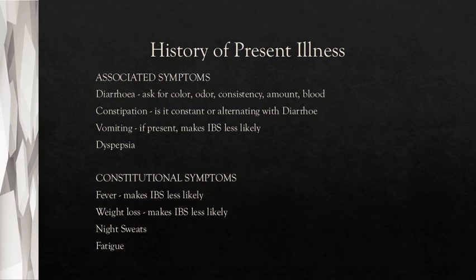When you get to associated symptoms, because this sounds like a GI problem, you have to start asking, okay, if the patient mentions diarrhea, you then have to do the COCA-B mnemonic, which is the color, odor, consistency, amount, and you rule out blood. These are very important to find out if there are any differentials that are more concerning. You find out about constipation, or if it's constant, or if it's alternating with diarrhea, which is what we expect in IBS. We expect it to alternate.